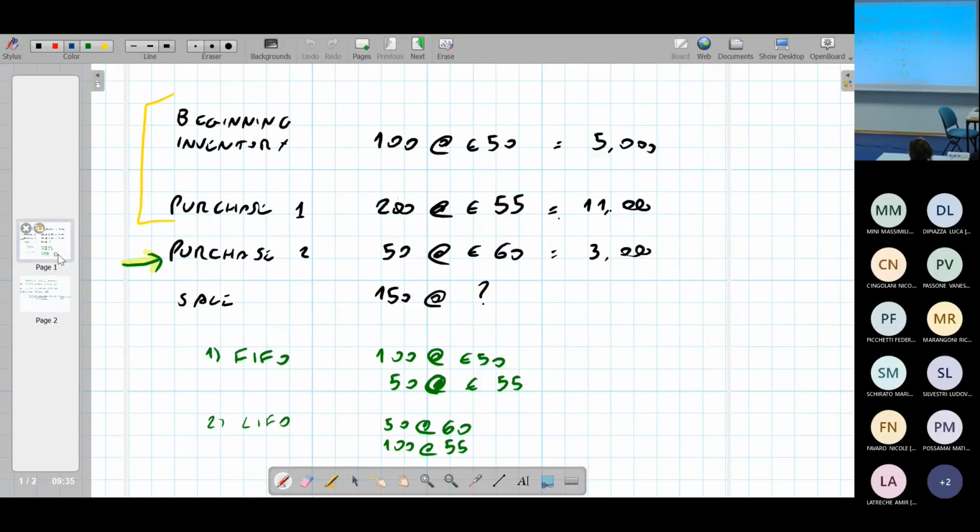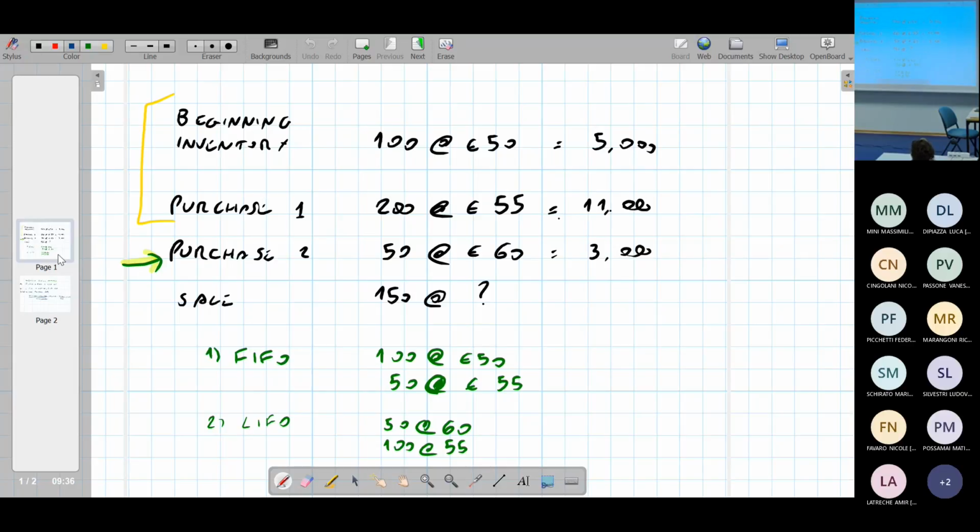In this example, now we're going to review this and also study the effects of those inventory costing methods on the financial statements. This example is applicable to the perpetual inventory. For each single sale, you determine the value of the cost of goods sold, and you determine the value of the inventory sold.